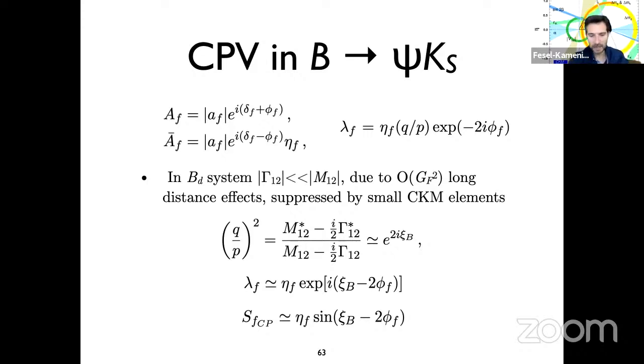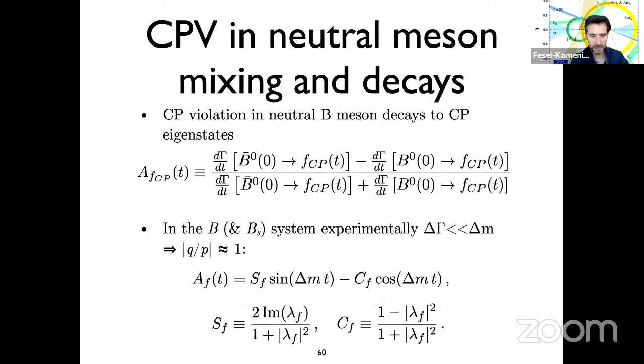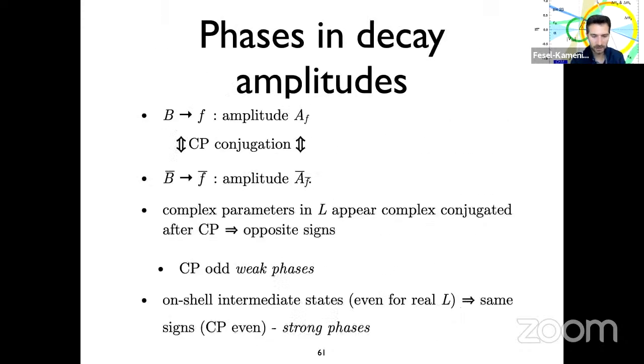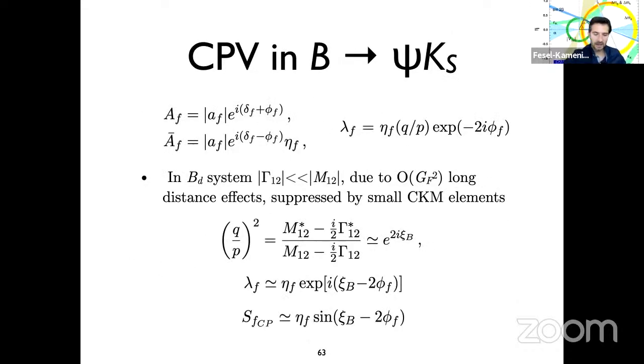And then we can plug this into the S parameter governing the time-dependent CP asymmetry, defined here. And we observe that this time-dependent CP asymmetry will then be proportional to the sine of the phase difference between psi_B and 2 phi_f.